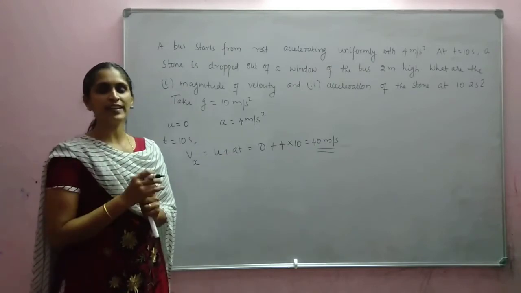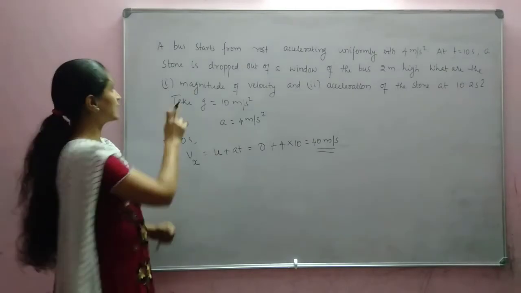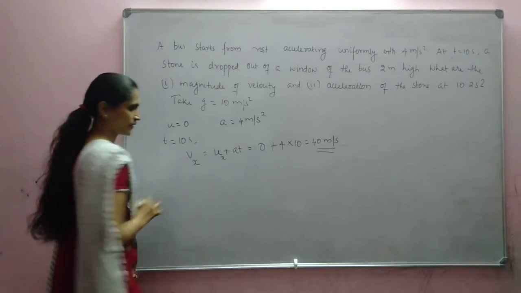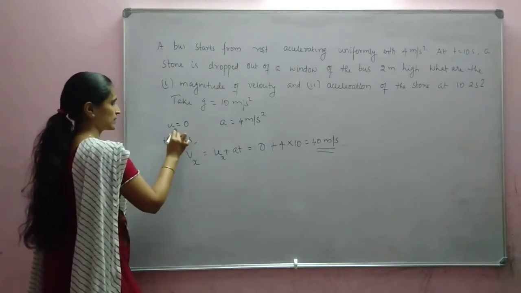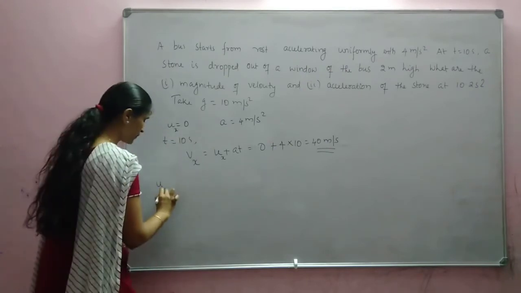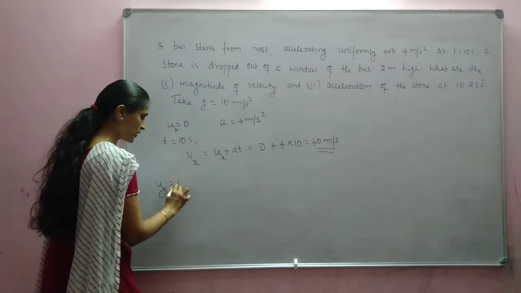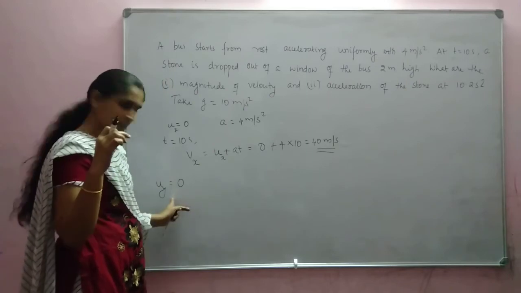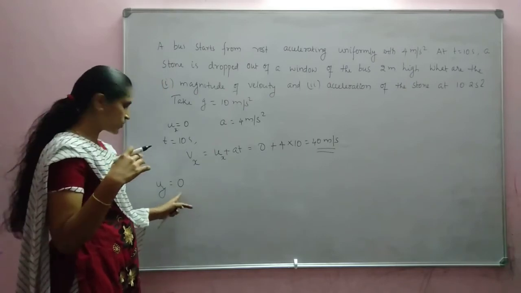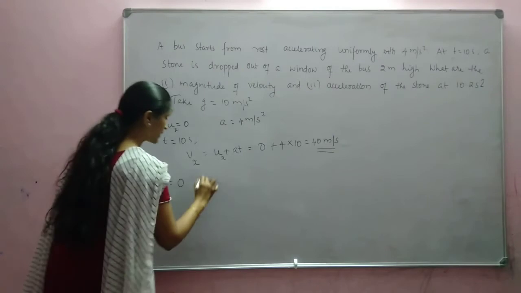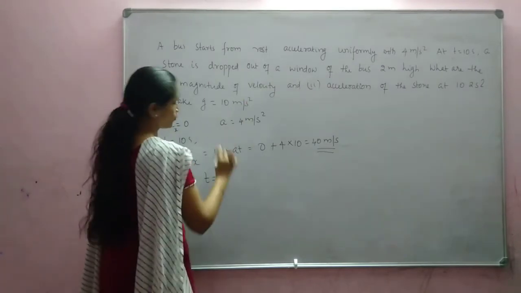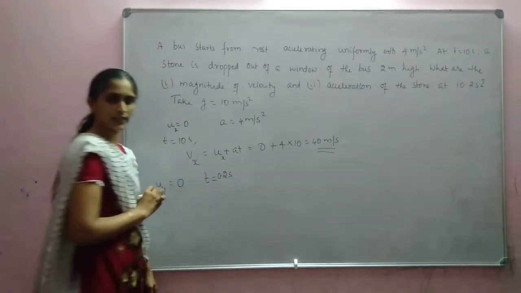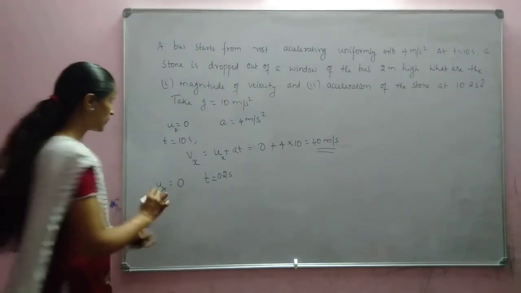Now what is the vertical component of velocity? At that instant, stone is dropped, so we are dropping that object. Initial y component velocity uy is 0. And here what is the time? 0.2 seconds, that is 10.2 seconds. After 0.2 seconds, what is the y component of velocity?